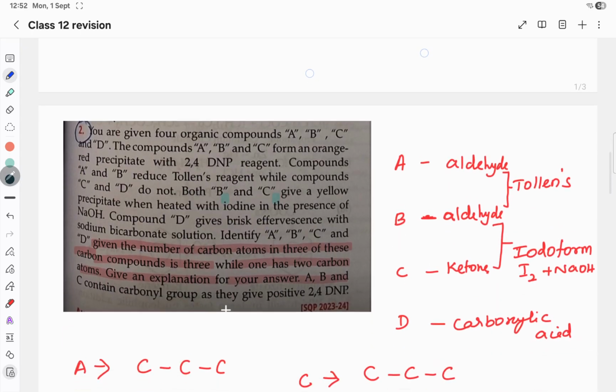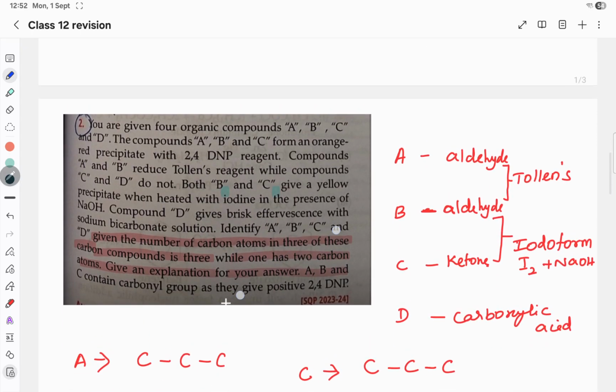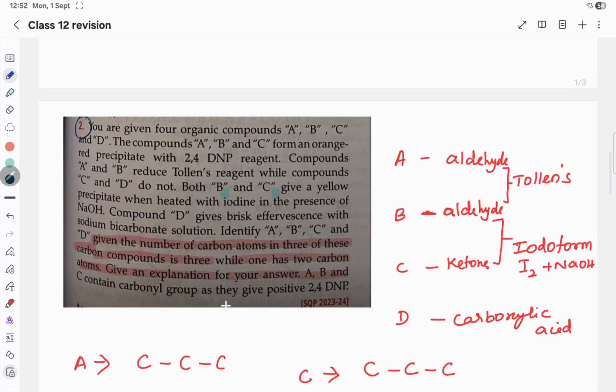First question done. Second question, this was asked in the 2023-24 sample paper. You are given 4 organic compounds A, B, C, D. Compounds A, B and C form an orange red precipitate with 2,4 DNP reagent. Compounds A and B reduce Tollens' reagent. So I wrote it here.